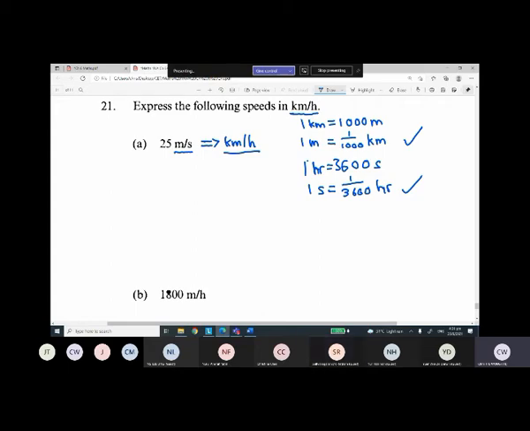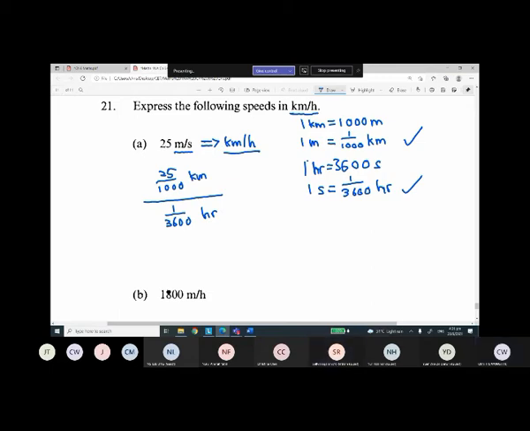Okay, let's start writing. 1 meter is 1 over 1,000 kilometer. 25 meter will be 25 over 1,000, isn't it? Kilometer, right? Divide by 1 second. 1 second will be 1 over 3,600 hour. Am I right? So this is hour. That's what you want, isn't it? You all agree now?